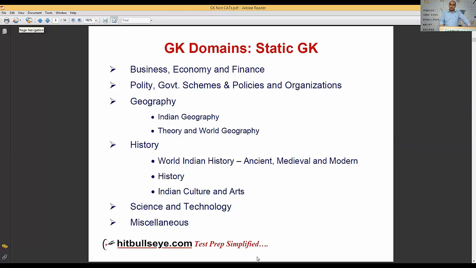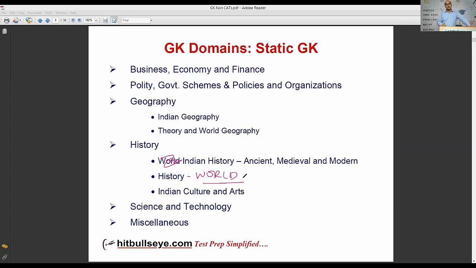Next, history. Again, this is a huge section. It includes Indian history, of course, not world, that doesn't make sense. So it is Indian history, which includes ancient, medieval and modern. I hope you know the difference between ancient, medieval and modern Indian history. And then, of course, we have the history of the world.